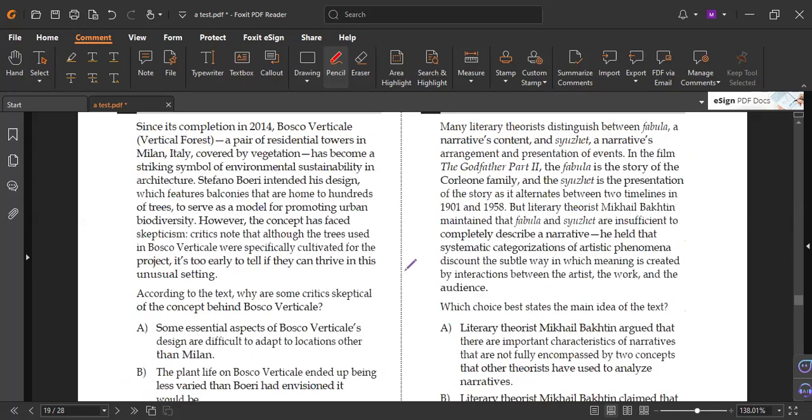Now number 10, let's answer it and then we'll finish. Here we need to find the reasons. And skeptical means they doubt, they have a reservation about something. Let's find the reason. So while reading, find the reason.